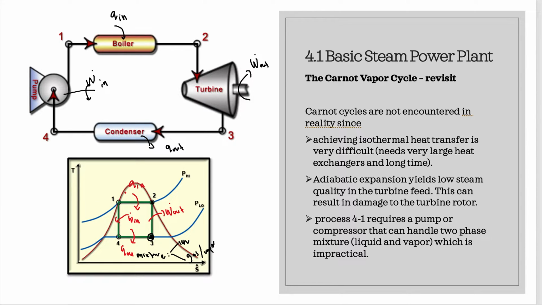And for 4 to 1, this is adiabatic compression in compressor. So we see here that in compressor we have two phase, that is mixture and saturated liquids, which is impractical. Okay, therefore we have to modify this Carnot cycle.